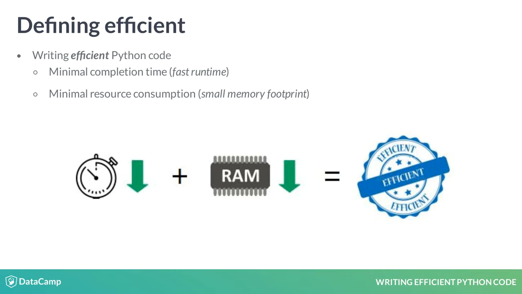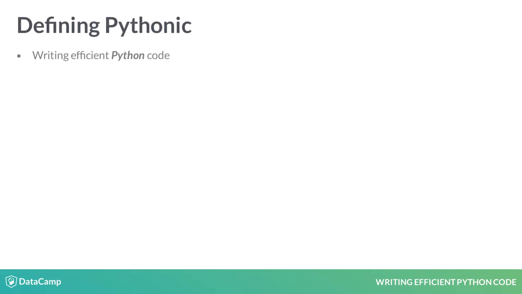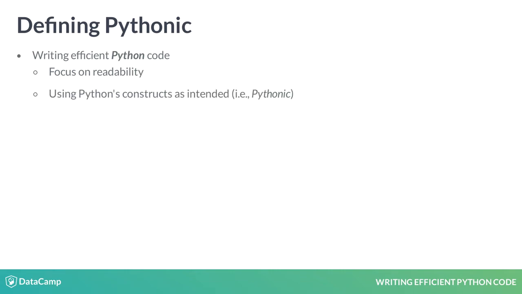For the remainder of this course, we'll be exploring how to write Python code that runs quickly and has little memory overhead. We've defined what is meant by efficient code, but it's also important to note this course focuses on writing efficient code using Python. Python is a language that prides itself on code readability, and thus it comes with its own set of idioms and best practices. Writing Python code the way it was intended is often referred to as Pythonic code. This means the code you write follows the best practices and guiding principles of Python.